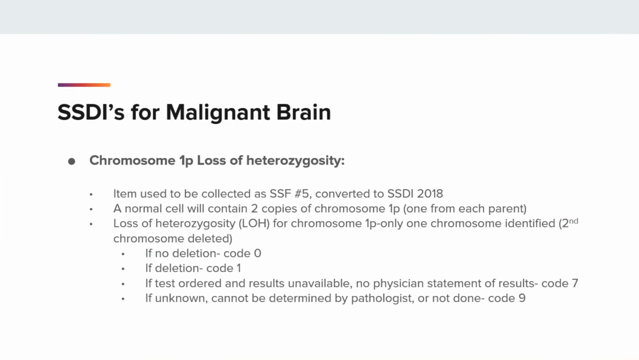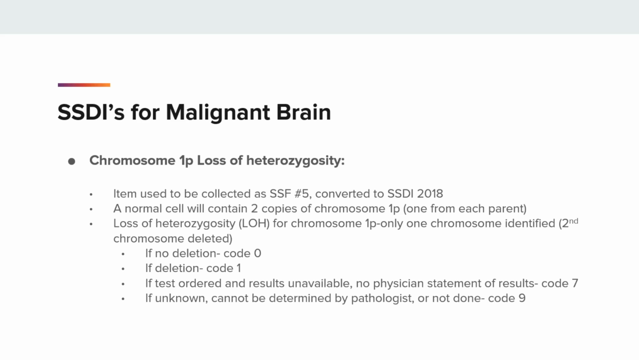Next, we would go further into the chromosome 1p, loss of heterozygosity. This item used to be collected as site-specific factor 5, and it was converted to the SSDI in 2018. A normal cell will contain 2 copies of chromosome 1p, one from each parent. Loss of heterozygosity for chromosome 1p means only one chromosome is identified, and the second chromosome has been deleted.